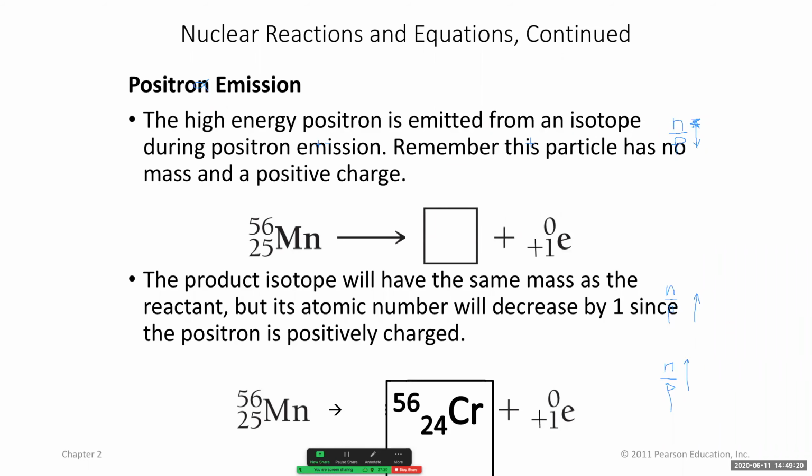Here's an example of positron emission. In the case of positron emission, it has a +1 Z number. So that means that the element, remember we said when positron emission occurs, we lose a proton. A proton changes to a neutron, so the mass number doesn't change.